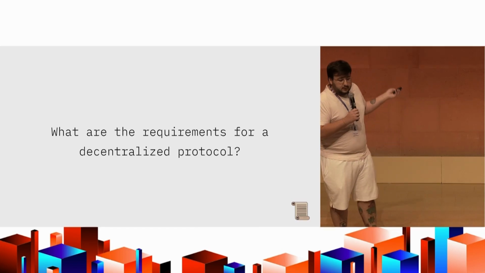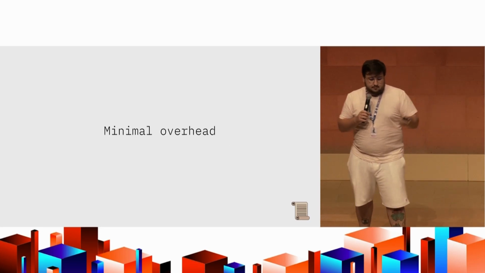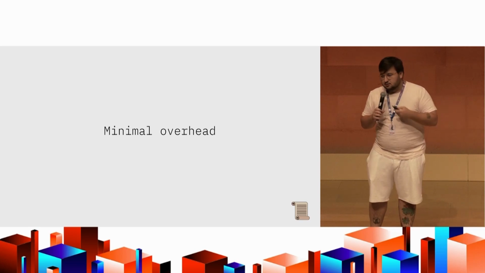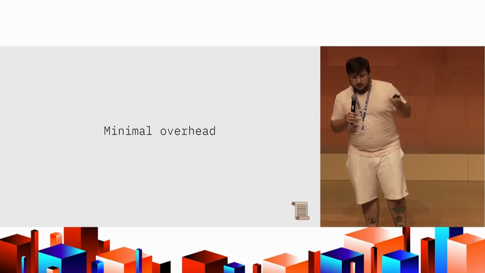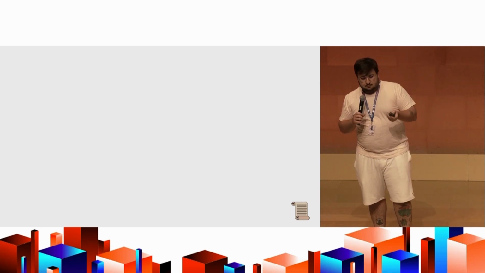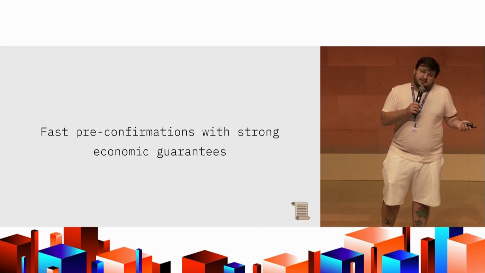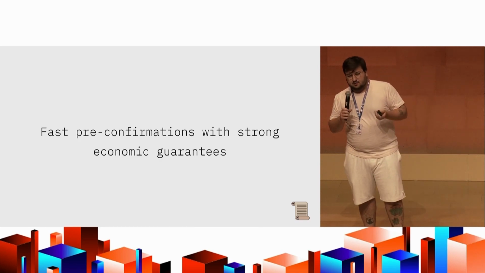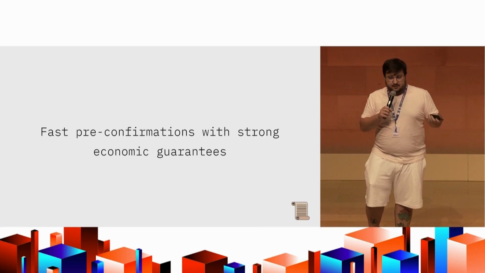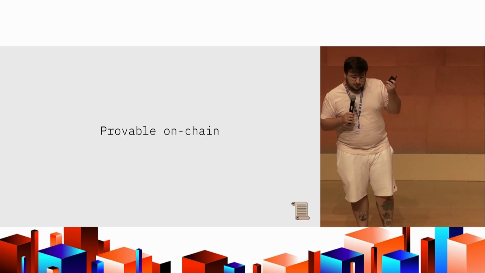And so what are the requirements for a decentralized rollup? First, we need to minimize the overhead. It doesn't really make sense to add drastic overhead and make it really clunky and very complex. It needs to have fast pre-confirmations, because if your rollup has the same finality time as the L1, then especially in L1s that are not very fast, it's not a great UX. It has to be provable on chain.